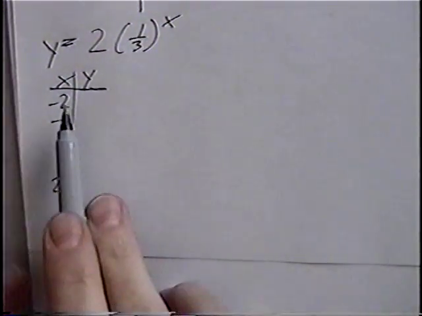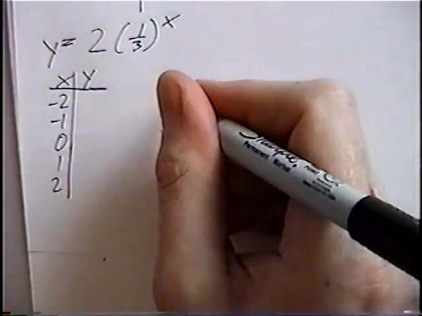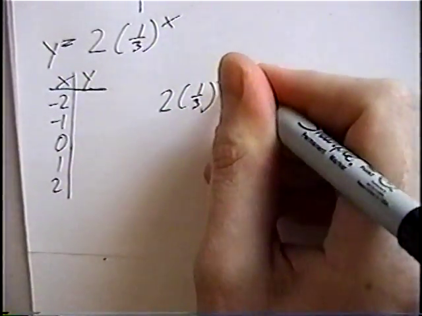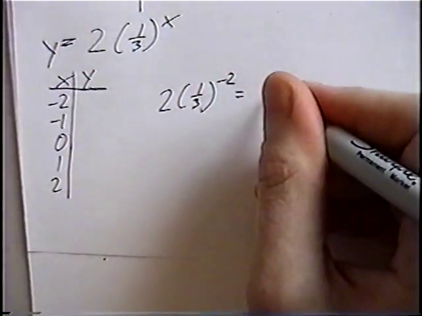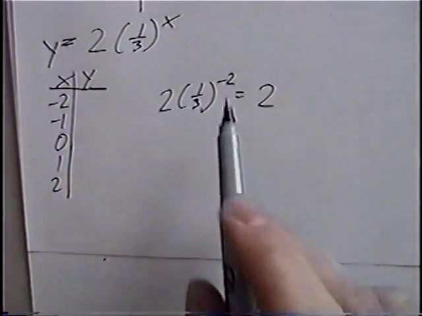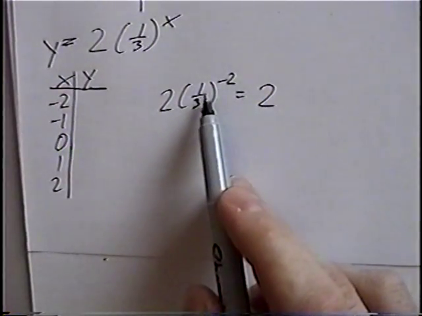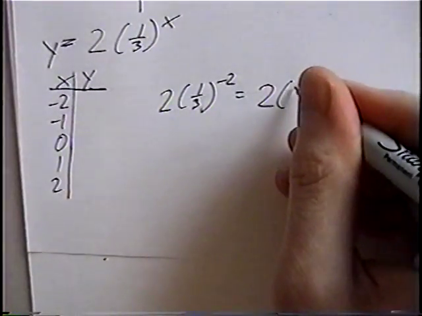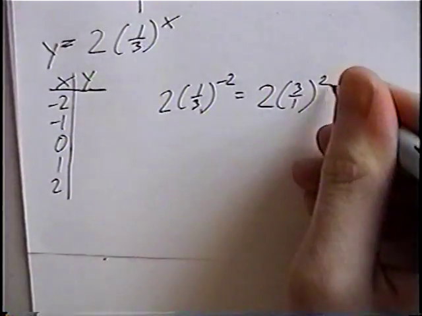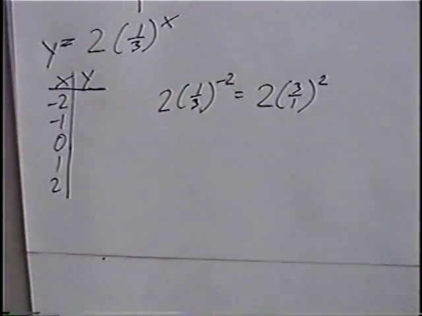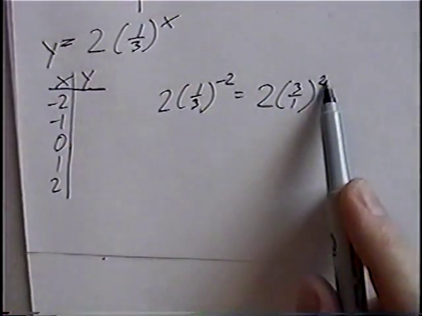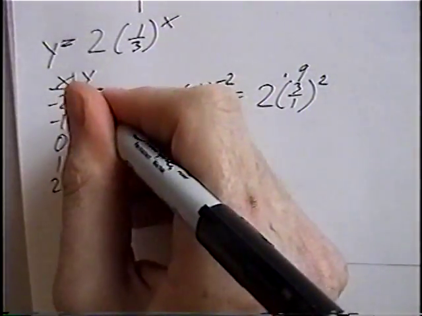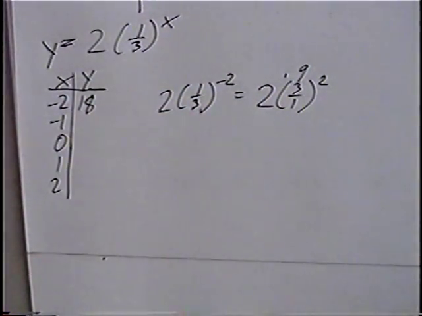Plugging the first number in, -2 for the x. We have 2 times 1/3 to the -2 power. Again, negative exponents mean the fraction flips upside down. So instead of 1/3, this will be 3 over 1, or just 3. And the 2 will be a +2. 3 squared would be 9. And 2 times 9 would be 18 for our first y value.